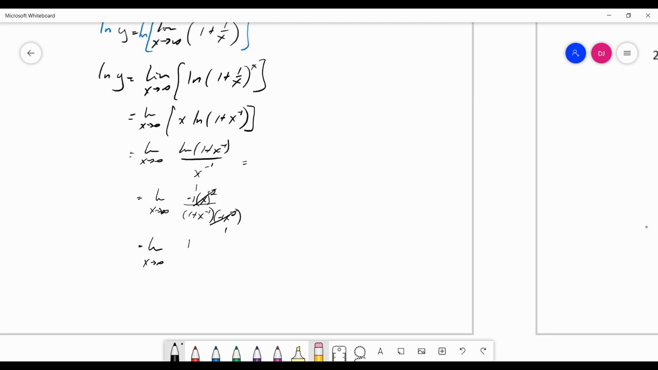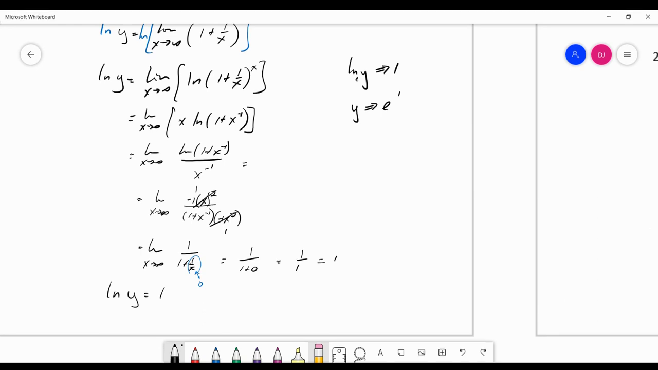So we have the limit as x approaches infinity of 1 over (1 + 1/x). We've already said that as x goes off to infinity, 1/x is approaching 0. And so we're approaching 1 over 1 + 0, which is 1 over 1, or 1. So if y is approaching the limit as x approaches infinity of (1 + 1/x)^x, the natural log of y is approaching 1. If the natural log of y is approaching 1, that's e to the first. So y is approaching e to the first.